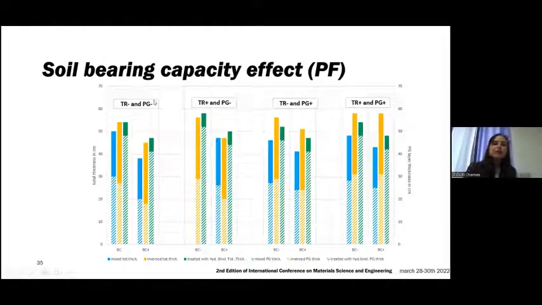Now, soil bearing capacity effects. For the 3 types of pavement structure, mixed one, blue bar, inverse, yellow, and treated phosphogypsum subbase, green. We noticed that total thickness and phosphogypsum layer thickness both decrease when going from bearing capacity minus to plus.